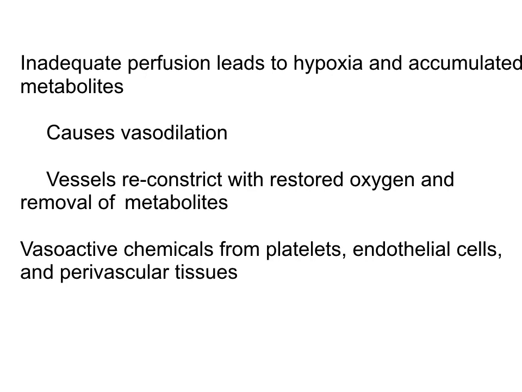You also have the production of vasoactive chemicals, which are released by things like platelets, endothelial cells, and your perivascular tissues. These vasoactive chemicals are released in response to triggers like tissue trauma, inflammation, and exercise. And some examples of these chemicals are things like histamine, bradykinin, and your prostaglandins.